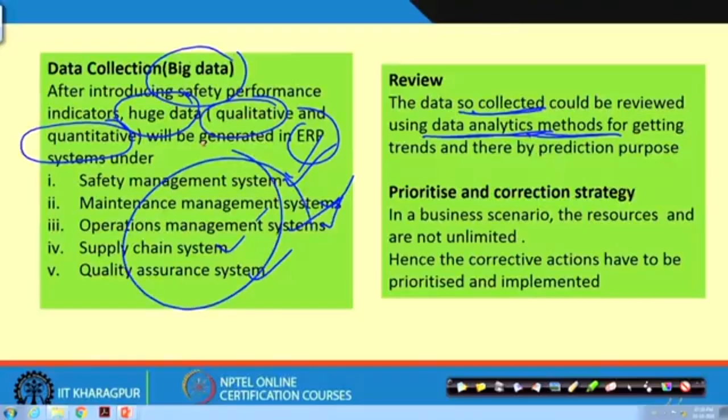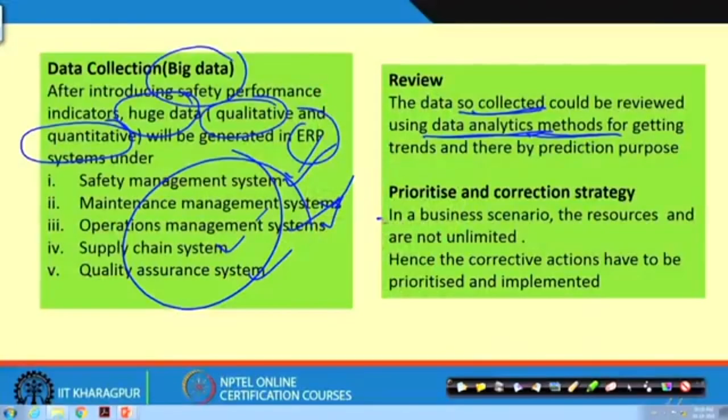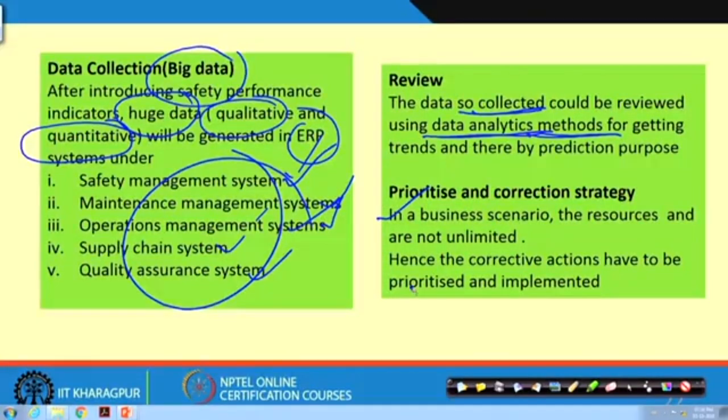Then you can put the prescription. So, only collecting this data and sleeping on that will not help you. You have to put data analytics and get finally the prediction and prescription. You get so many items to take action. After all, taking action will cost resources, will cost money. You may not be able to do everything at a time. Then you have to prioritize, seeing your business scenarios, seeing your resources. Nothing is unlimited. Money is not unlimited, resources are not unlimited. Rightly you have to prioritize which actions you have to take first, which corrective actions you have to take. Hence, corrective actions are to be prioritized and implemented.